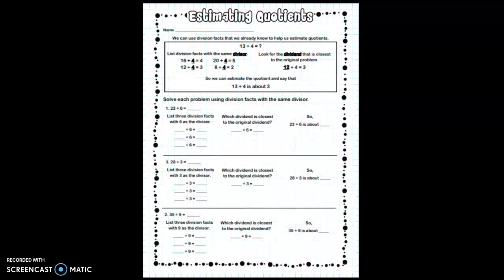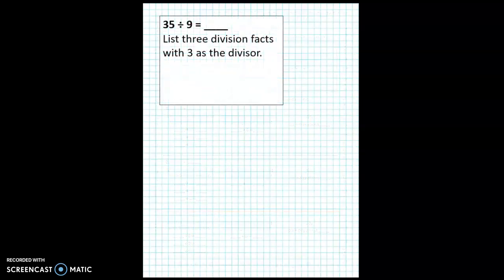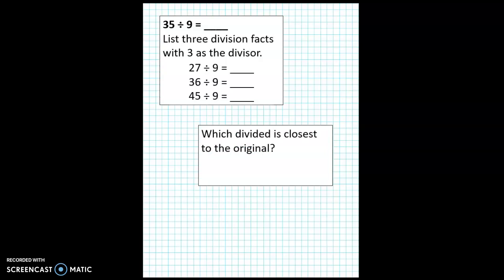Our last example, 35 divided by 9. Again, list 3 division facts with 9 as the divisor. So thinking of multiples of 9, we could use 27 divided by 9, 36 divided by 9, and 45 divided by 9. Which dividend is the closest to 35? Well, that would be our 36 divided by 9, which equals 4. So 35 divided by 9 is about 4.